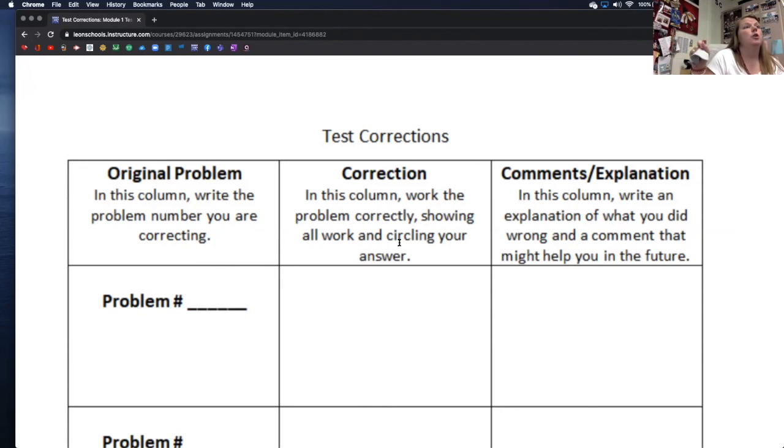You're welcome to do them in your own time, but I've already had people turn them in and not even correct them to the correct answer. So I'm not going to give you the points back if your correction is not correct, right?